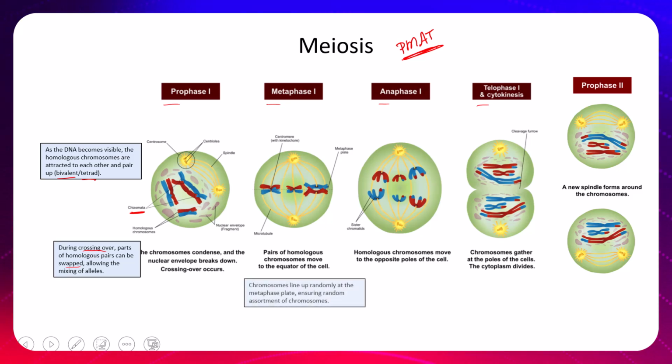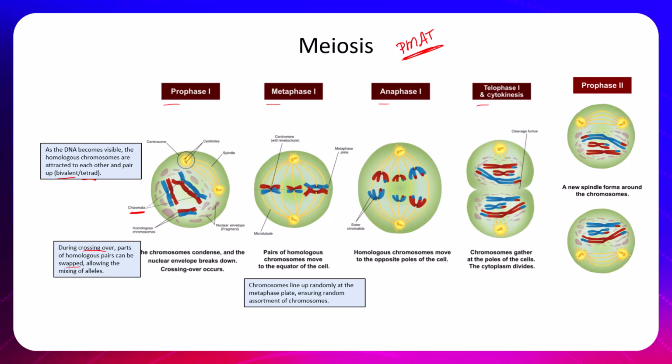Now, after crossing over takes place, we have the nuclear envelope dissolving, the spindle fibers forming, and the centrioles migrating. Everything is equivalent to what happened in mitosis. However, when we get to metaphase 1, you'll notice that the pairs of chromosomes, or the tetrads, are lining up along the metaphase plate. Chromosomes line up randomly at the metaphase plate, ensuring random assortment of chromosomes.